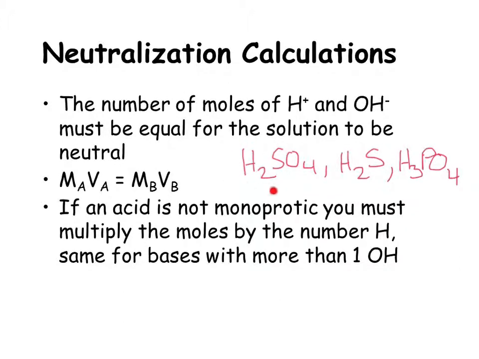So each one of these protons, hydrogens, can act as an acid, right? You can lose both of these, so you have to account for them in the calculation. So we'll show you how to do that in a minute. And now the other thing too is not only is it for acids, it's also for bases. So some bases have more than one hydroxide ion.